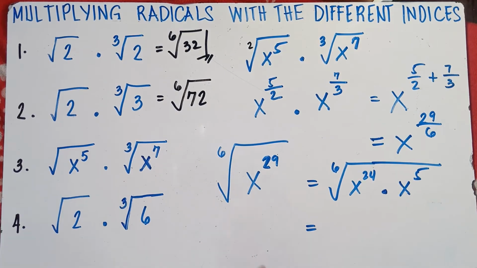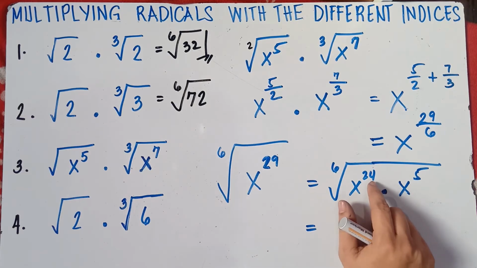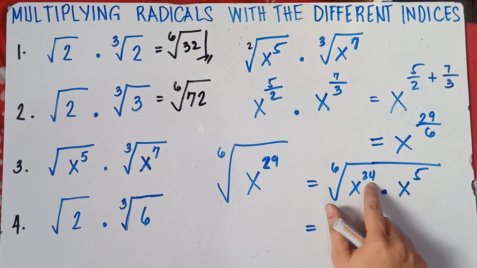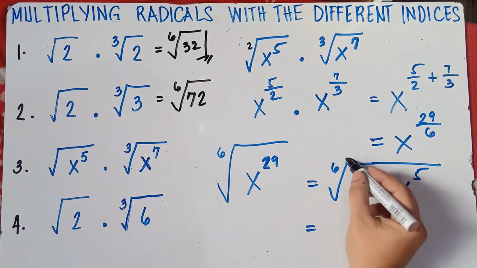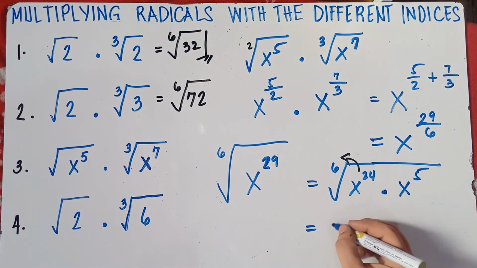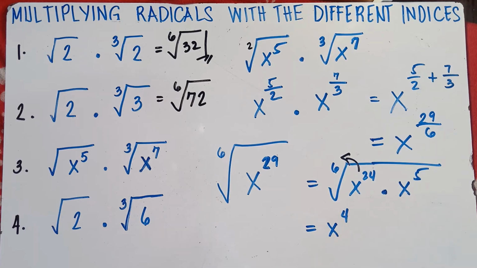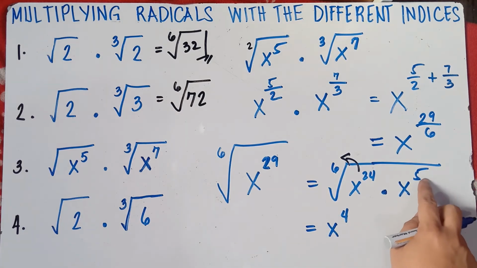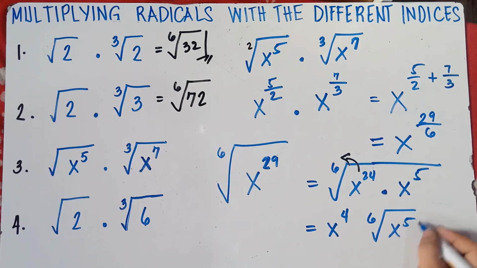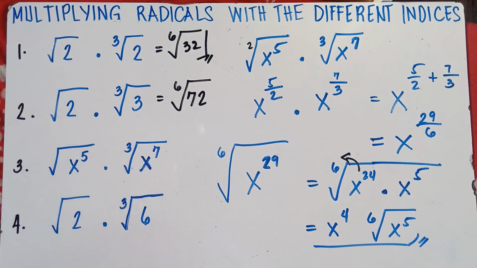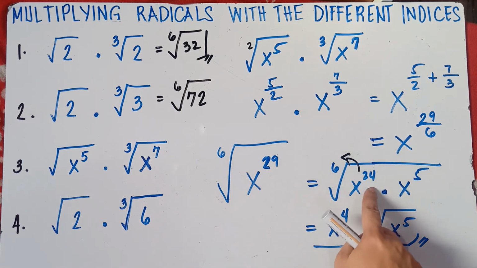Once again, class, always simplify if you can simplify. So we can divide 24 by 6. So 24 divided by 6, that is 4. So you put it outside the radical symbol. So this is x raised to the power of 4. Then we cannot divide 5 by 6, so simply copy the 6th root of x raised to the power of 5. Once again, class, do not be confused. Why did I put x raised to the power of 4 outside the radical symbol?